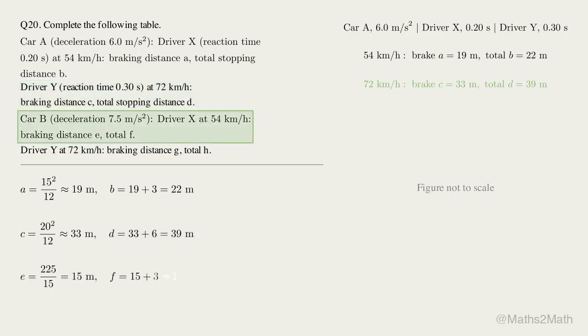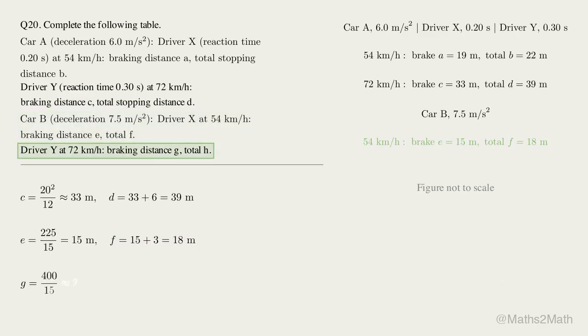Car B brakes harder, 7.5. Driver X at 54, braking 225 over 15 is 15 meters, plus 3 gives 18. Car B, driver Y at 72, braking 400 over 15 is about 27 meters, plus 6 gives 33.